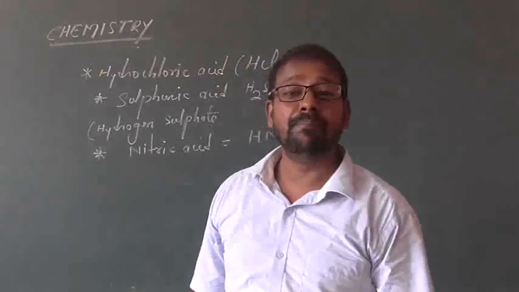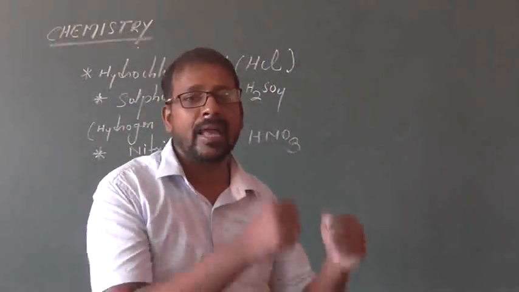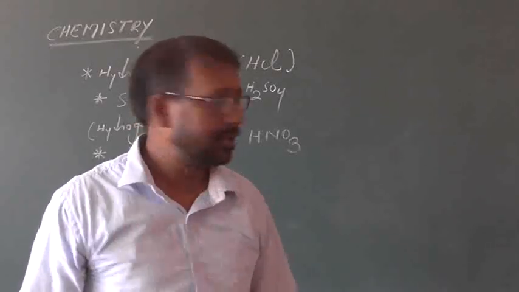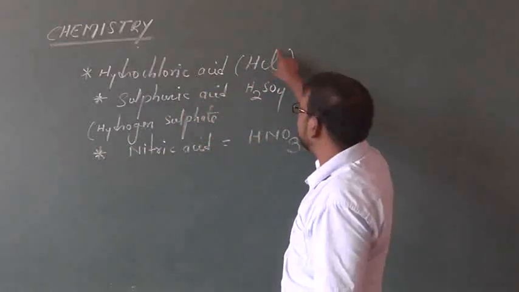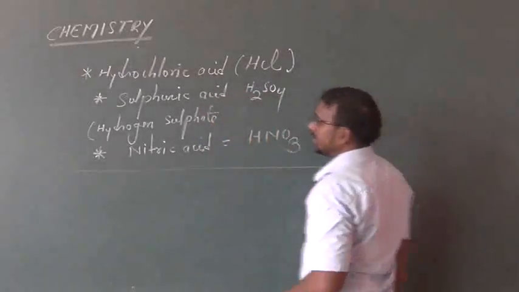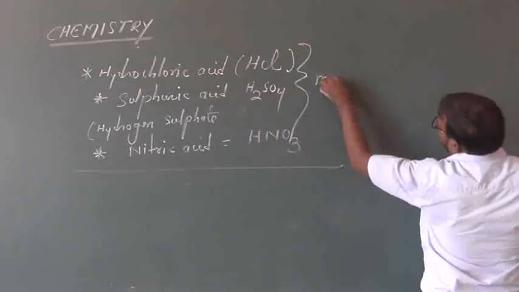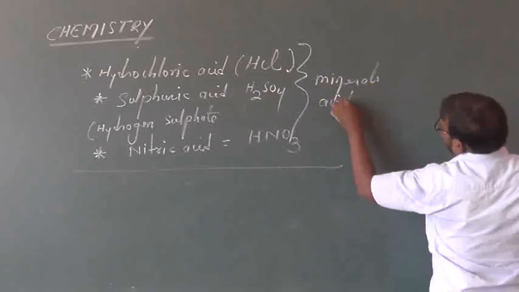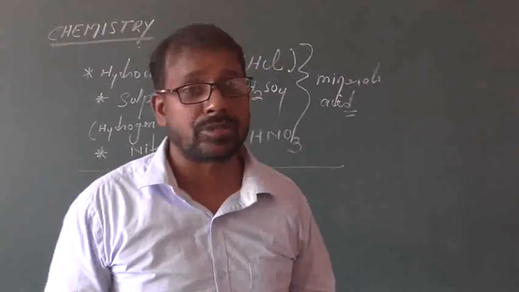These are called mineral acids, which are made in a laboratory by using many chemicals. There are lots of acids, but just learn these three acids, which are very important. These are called mineral acids. These are very corrosive. They are very dangerous.